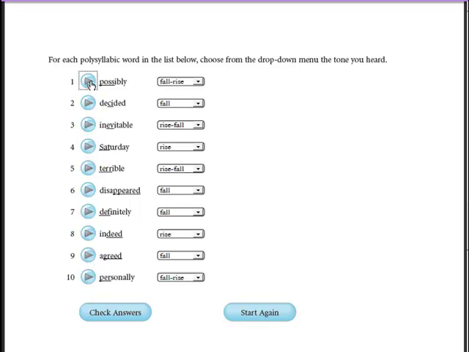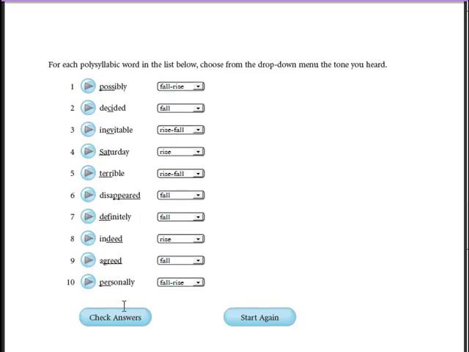Possibly. And the 2 rise-falls. Inevitable. Terrible. Into one of each. Terrible. Personally. It's an opposite intonation. Let's check them. And of course we are right.